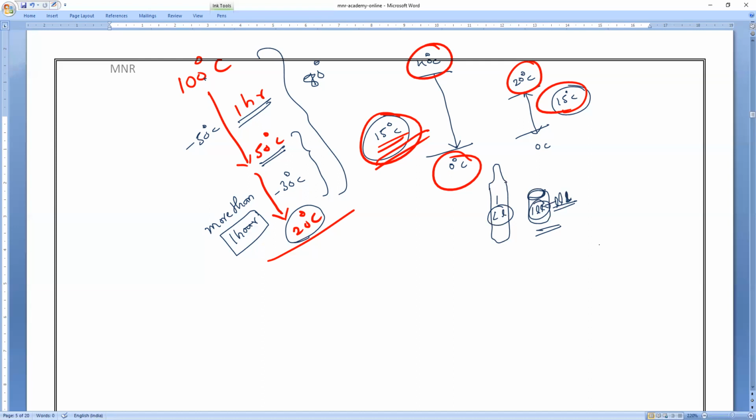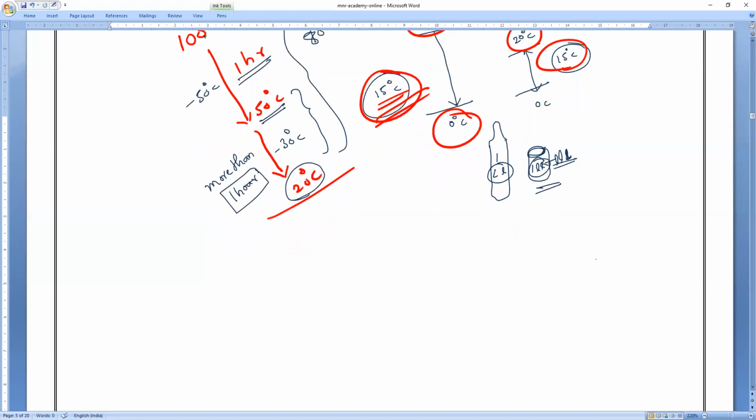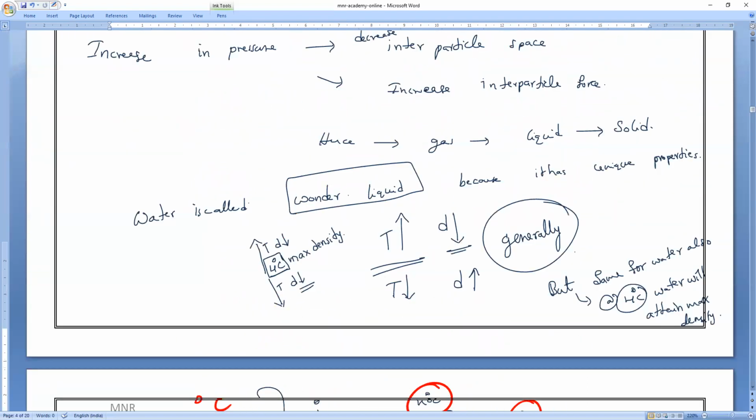Okay, write it: interconversion of states of matter. Let us see that. What is the specialty of water? Why is water called a special liquid, a wonder liquid? Because for every substance, density decreases by increasing temperature, and density increases by decreasing temperature.